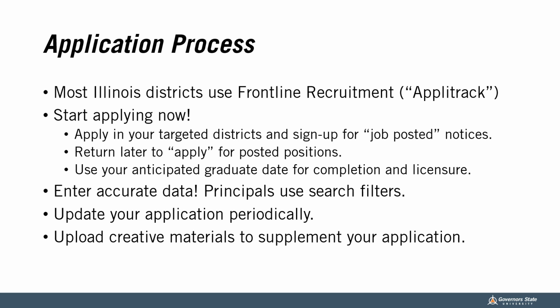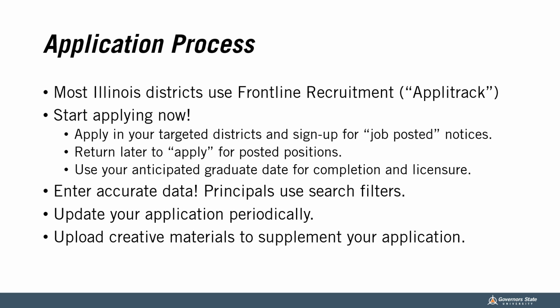When it comes to filling out applications with student teaching and graduation, you can use your anticipated graduation date for completion and licensure when describing your Governor State University program. So for example, if you begin your student teaching in the spring semester in January, I would put that your degree and licensure is expected in May of that year. If you begin your student teaching in the fall, you could state that your graduation date and licensure anticipation is December.